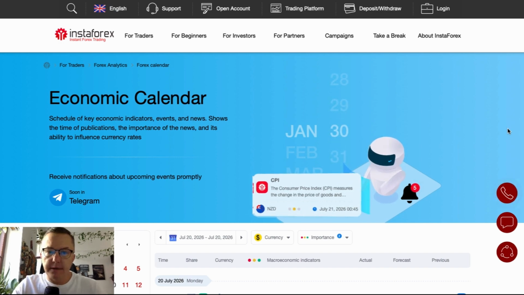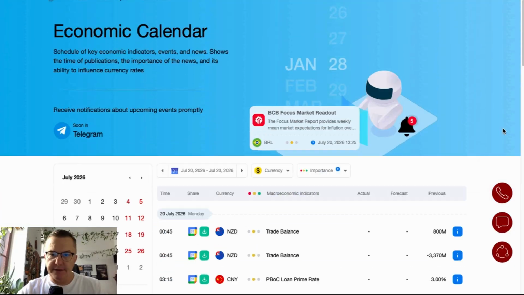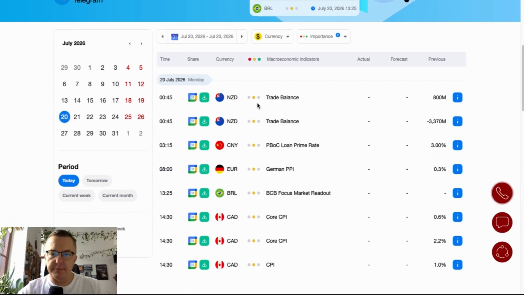Today is Monday, July 20th, 2026. Let's take a look at the Forex economic calendar for today. As you can see, today's calendar is full of medium important data releases. There are no high important data releases.